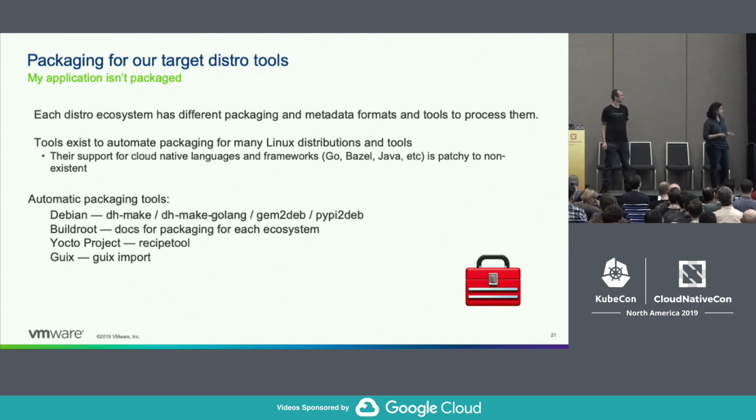The Yocto project has a thing called recipetool that you can use to package your applications based on what language you're writing in. The thing is that it doesn't support all of the languages that we mentioned before that cloud native developers are used to. And Guix has a tool called guix import. Once again, no support for cloud native languages.